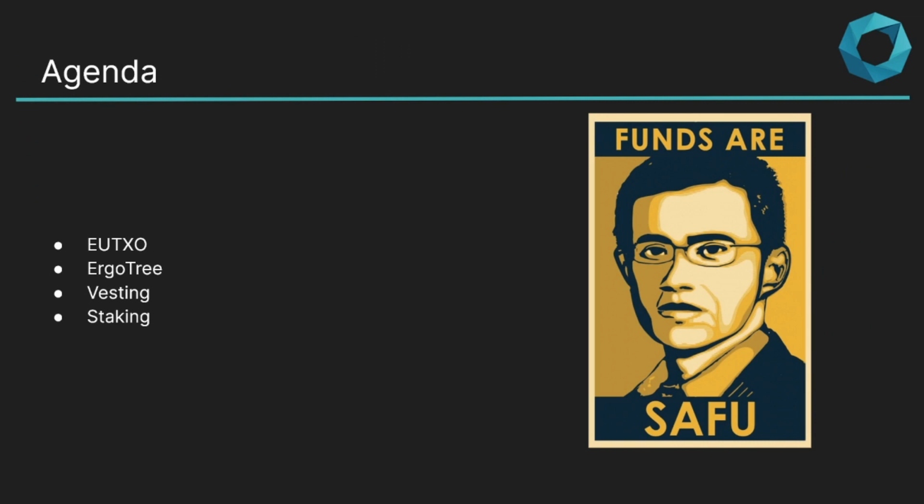End users are keen on having both functionality and security. Usually functionality first, security only when things go wrong. In Ergo, this is achieved using the smart contract language ErgoScript.